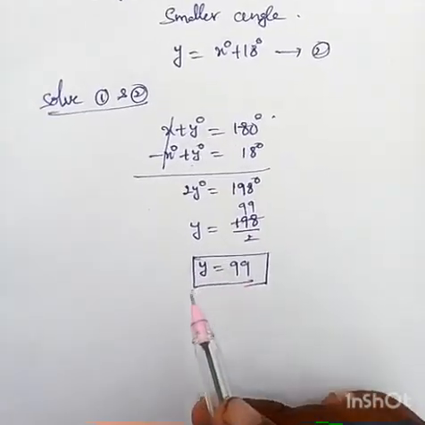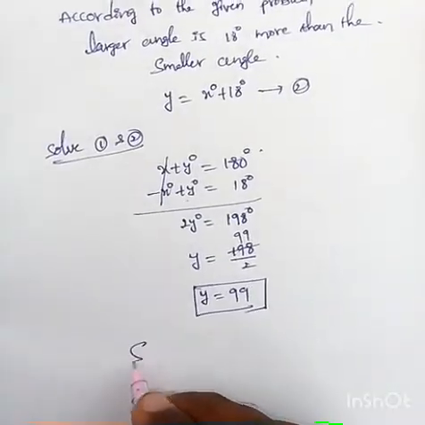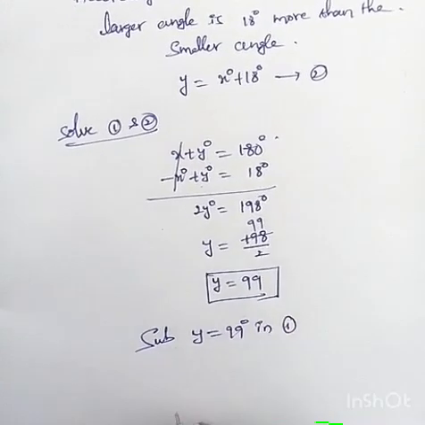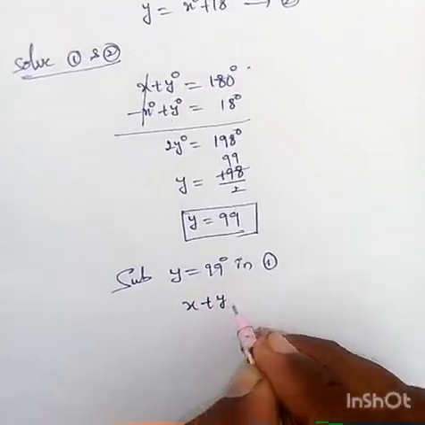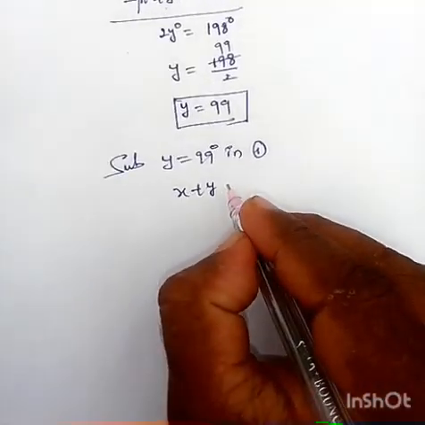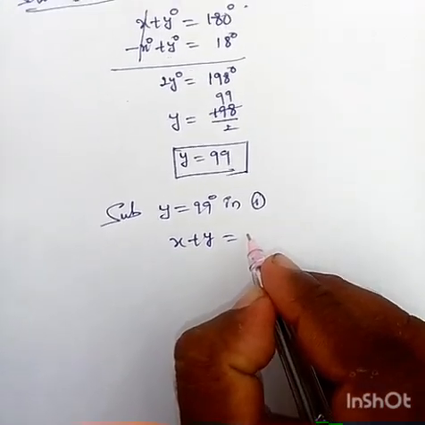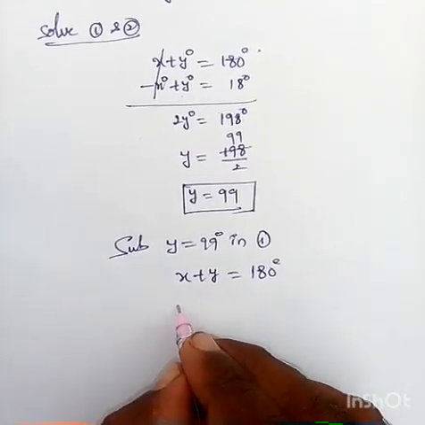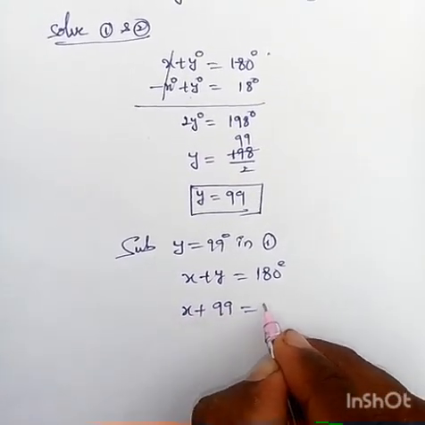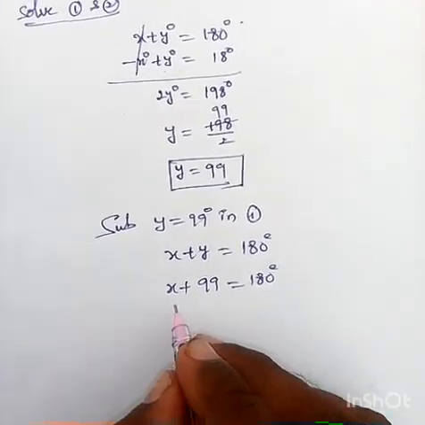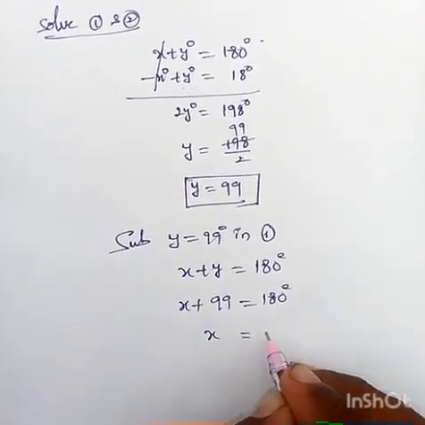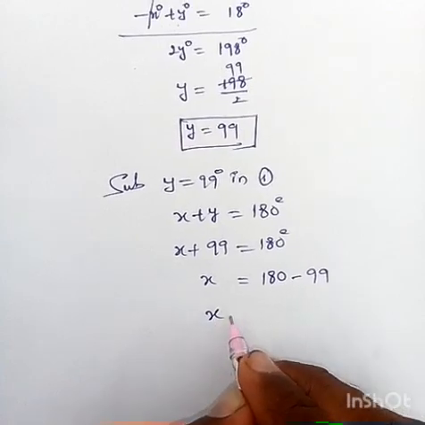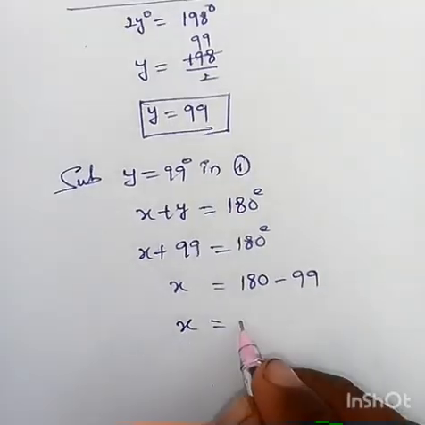Now substitute the y value in equation 1. Substitute y equal to 99 degrees in equation 1. Here equation 1 is x plus y is equal to 180 degrees. So substituting the y value, x plus 99 is equal to 180 degrees. Transpose the 99: x equal to 180 minus 99. Therefore x equal to 81 degrees.